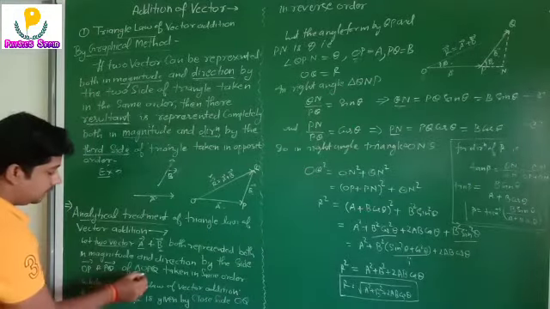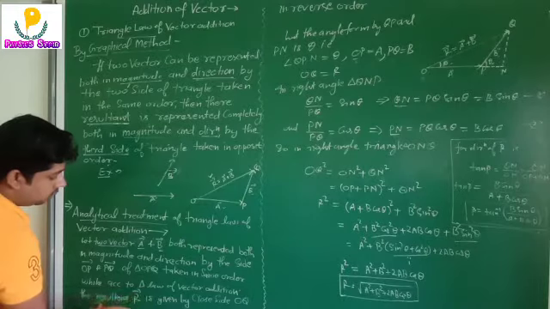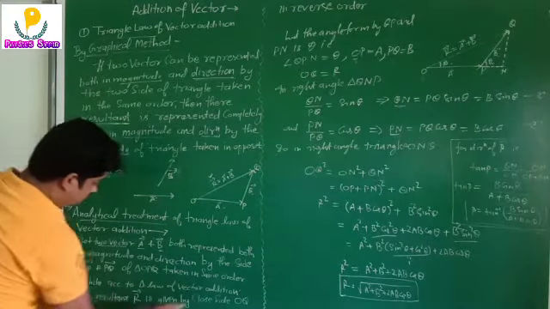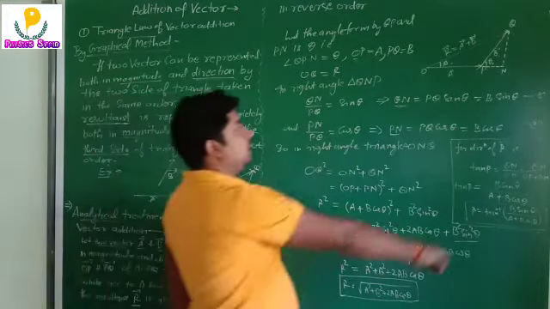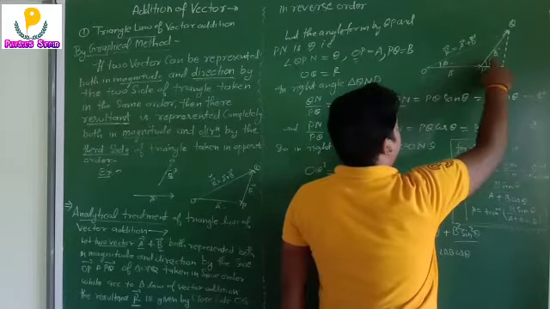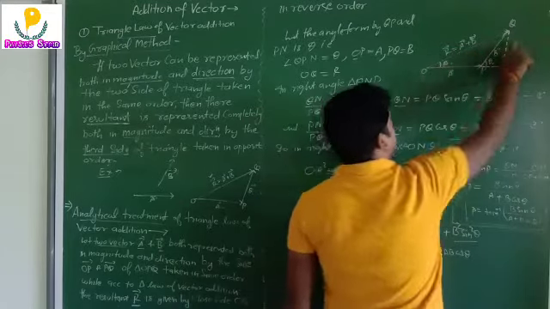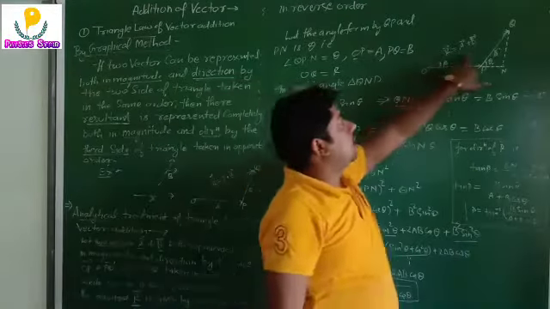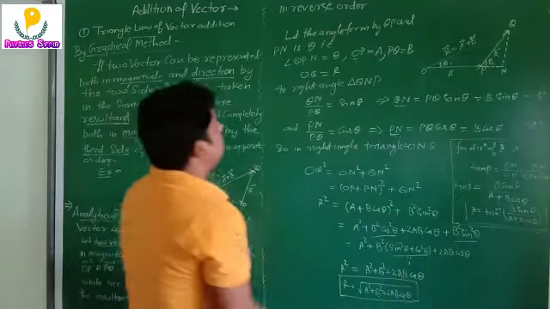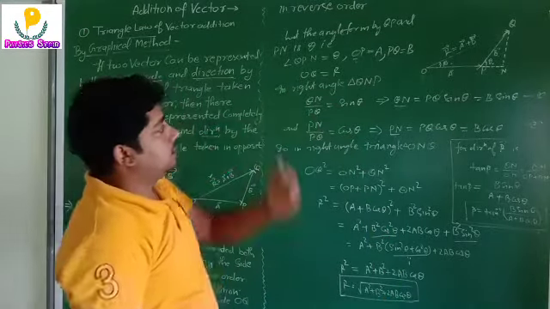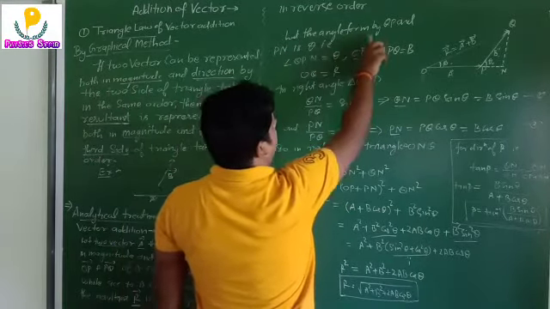So in the triangle OPQ taken in the same order, according to the triangle law of vector addition, the resultant R is given by the closed side OQ. If we consider the two vectors A and B, their resultant is represented by vector R, which is the third side, the closed side of the triangle, representing the resultant of the two vectors. This resultant is in reverse order.